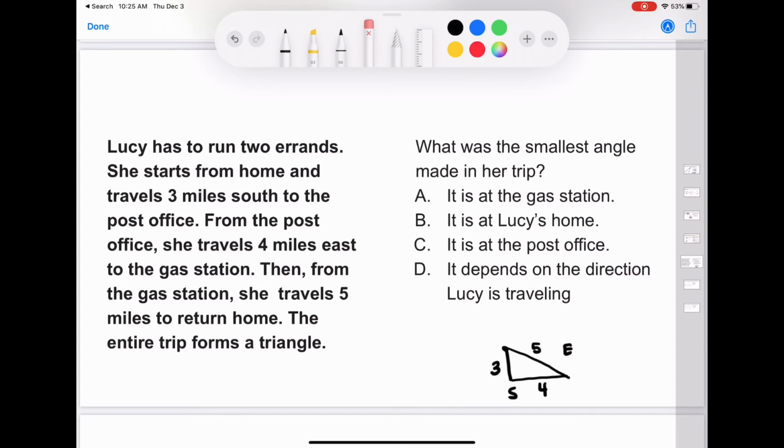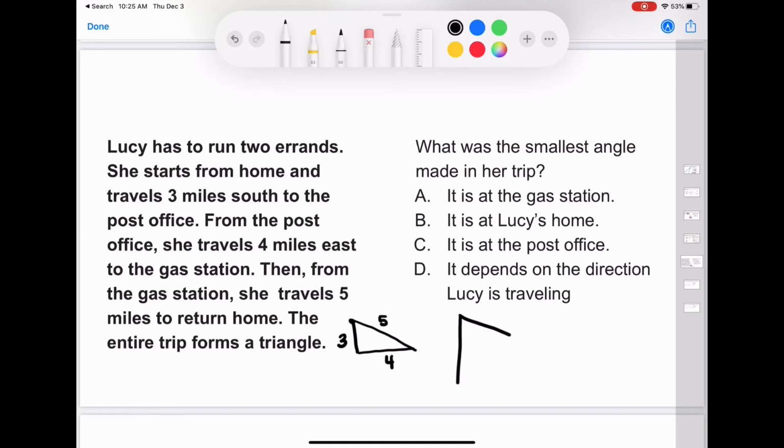And if we wanted to, we could go ahead and make it bigger and indicate which of these different points indicates what. So let me go ahead and move it and make it bigger, just so it's easier for us to see. So 4, 5, 3. Go ahead and erase this. This indicates home. This is the post office, and this is the gas station.